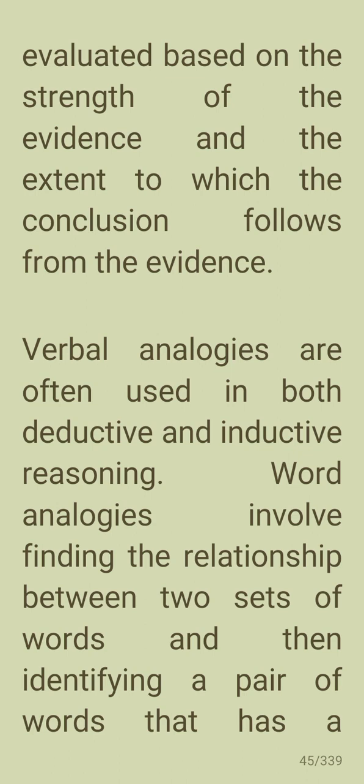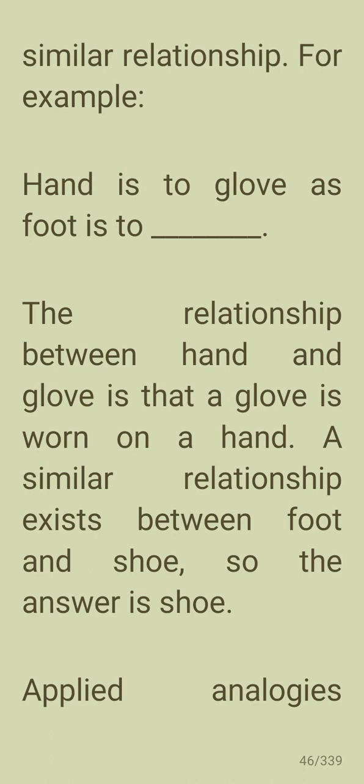Word analogues involve finding the relationship between two sets of words and then identifying a pair of words that has a similar relationship. For example, hand is to glove as foot is to shoe. The relationship between hand and glove is that a glove is worn on a hand. A similar relationship exists between foot and shoe. So the answer is shoe.